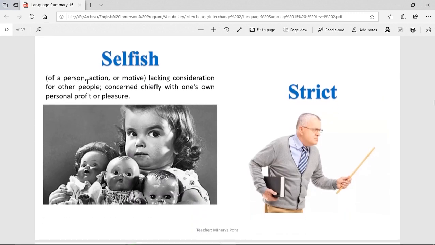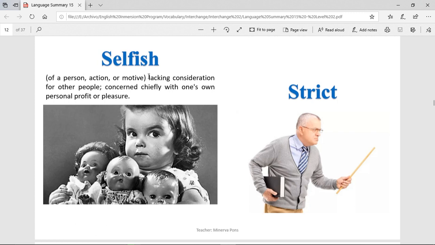Selfish, of a person, action or motive, lacking consideration for other people, concerned chiefly with one's own personal profit or pleasure. When you are selfish, it's when you only think about yourself. You don't care about the rest, only about yourself.